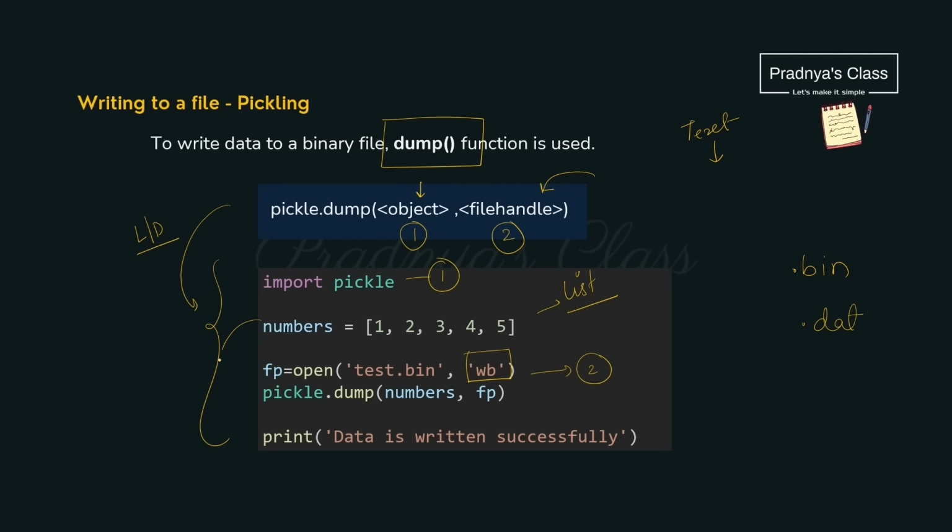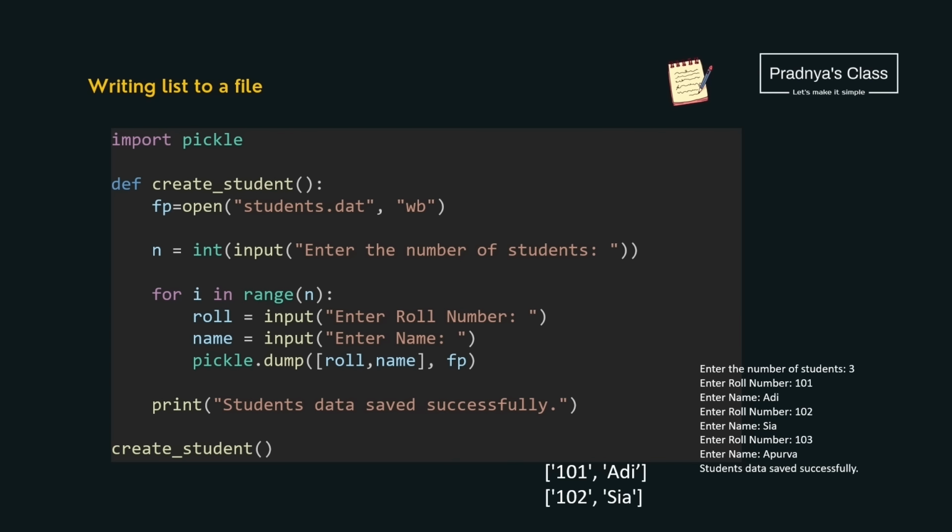Now let's write this list in the file using dump. This is the name of the object and here is the file pointer which is created with the open function. This is just a simple message to make sure our program got executed successfully. We know that we use a file to store a large amount of data, not a single list. In that case, you will be using a loop. Look at the simple code.